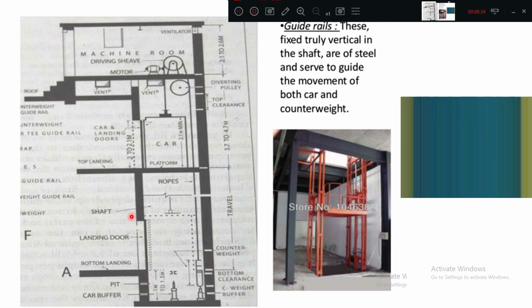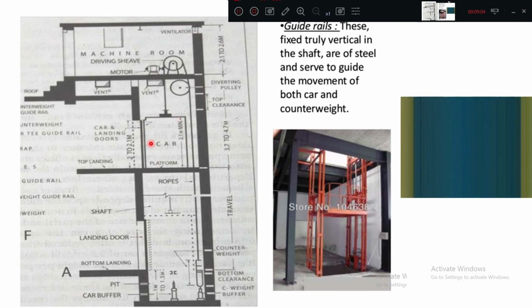Okay, now we can see here, this is a line diagram. The topmost portion is the machine room. These are called sheaves. Sheaves are the circular attachments over which the ropes or the hoist will move. A frictionless pulley is called a sheave. This is the motor, which makes this sheave rotate. There is also ventilation provided here, a ventilator is there.